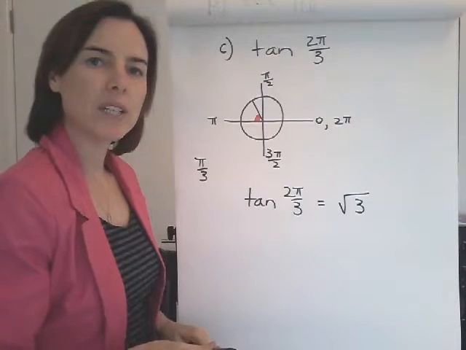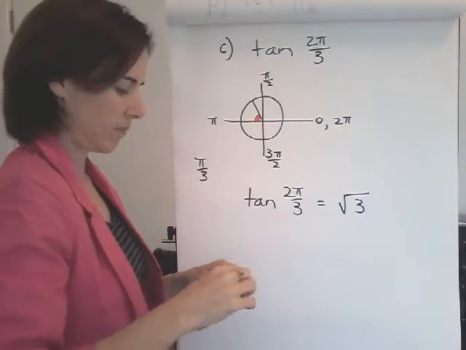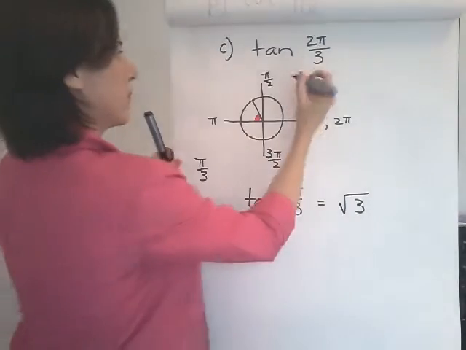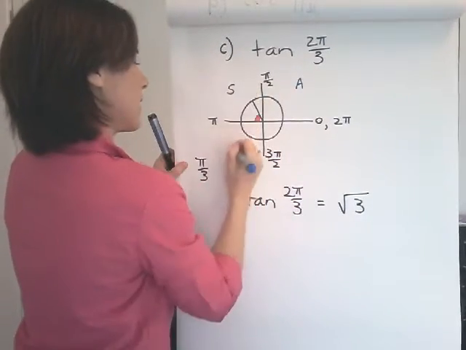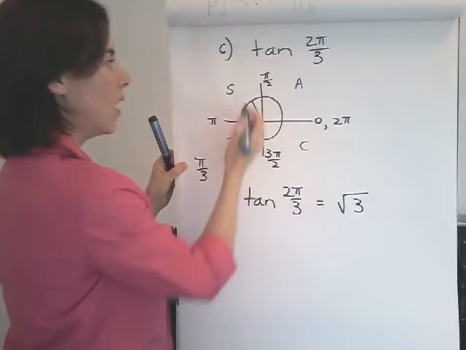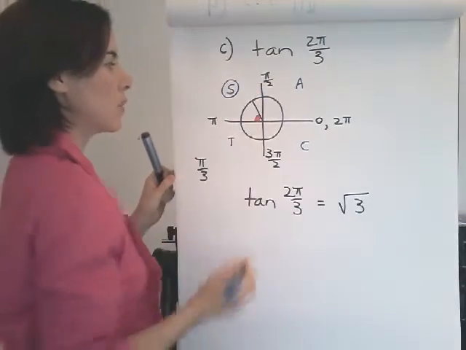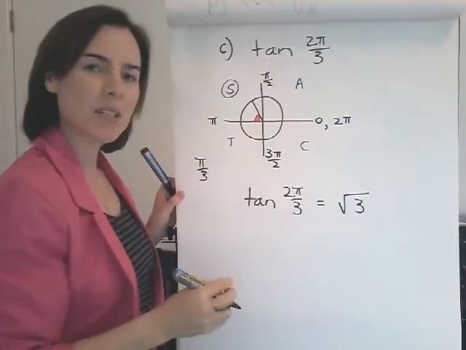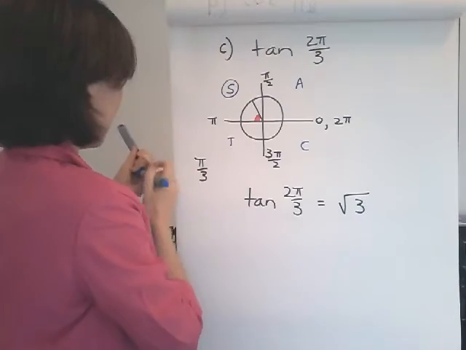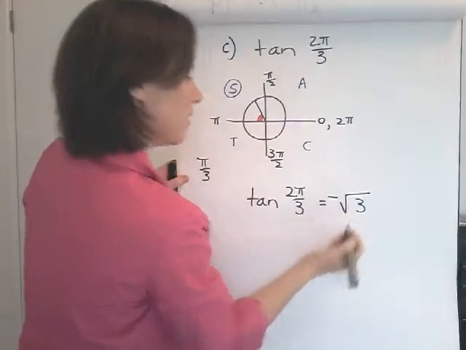And finally, we need to work out the sign. A, S, T, C. I want tan in the second quadrant. Only sine is positive, therefore tan is negative.